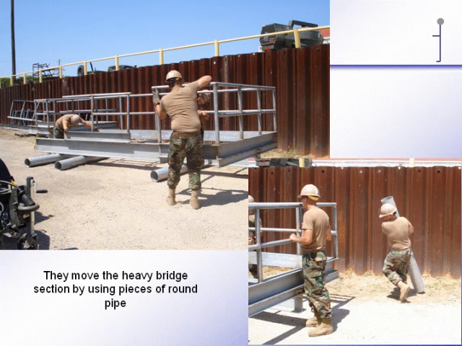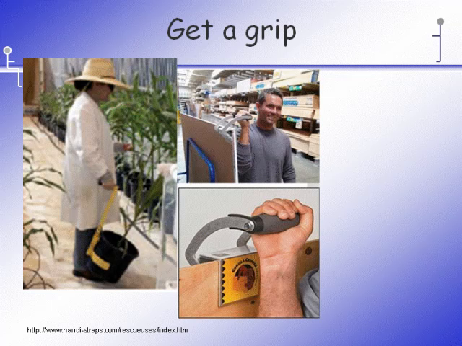Here's a great example of where the same group of workers, these CBs, are using round stock to move the bridge abutment instead of waiting for the fork truck, which could have taken a long time to get there. So yes, they're doing lots of manual materials handling, but they didn't get 10 guys to pick it up. Instead, they got 2 and 3 pieces of round stock, right? So how do you get a grip?